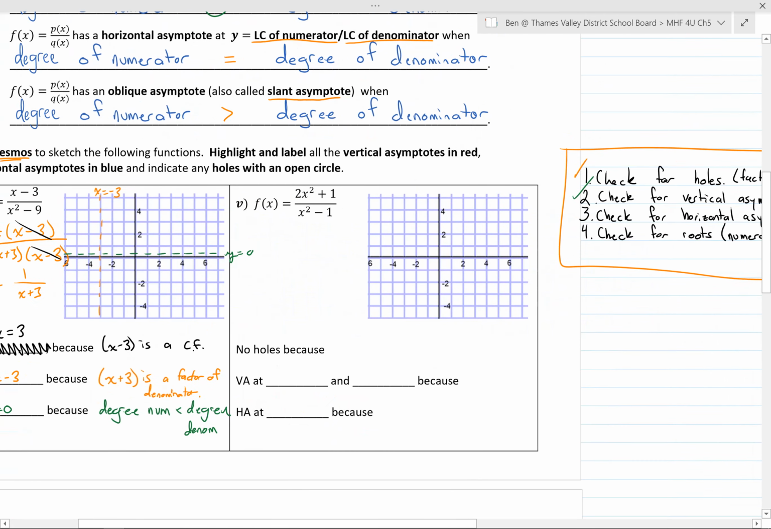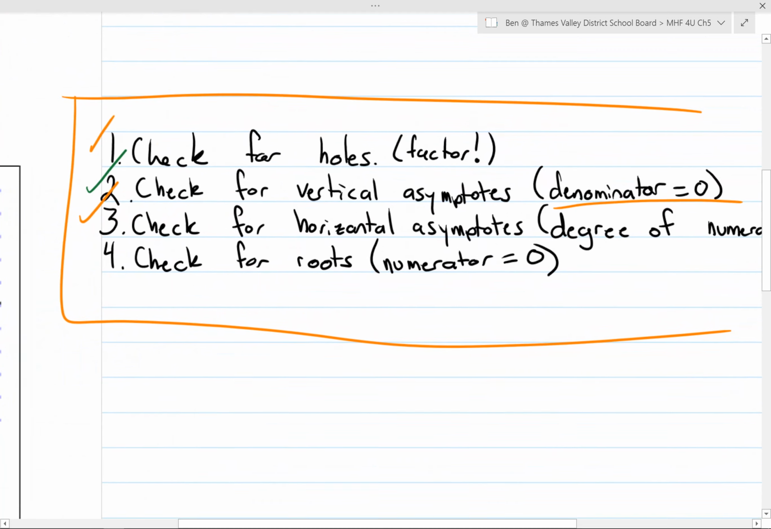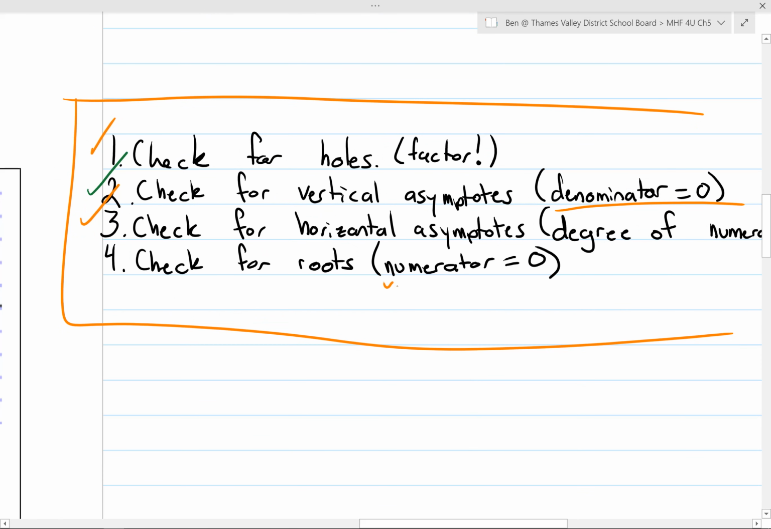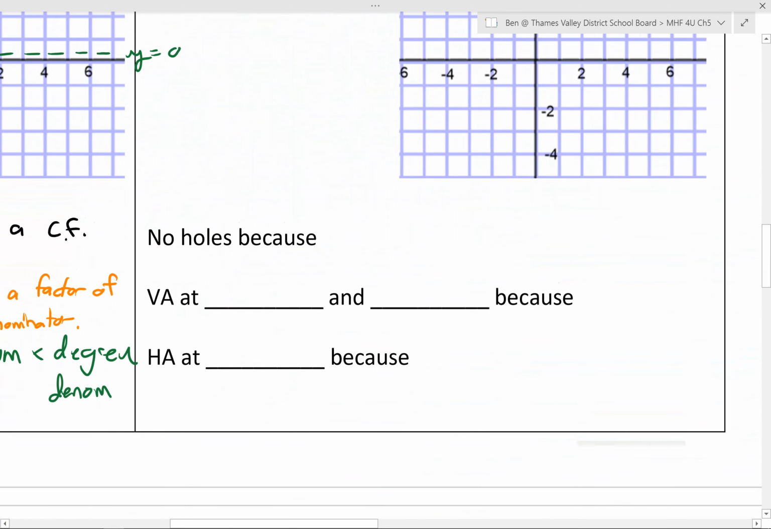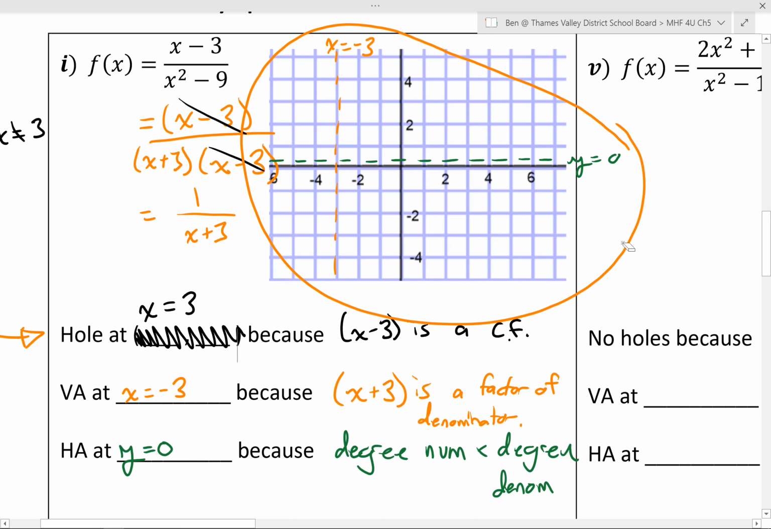And lastly, after we've checked for holes, vertical asymptotes, horizontal asymptotes, we can check for roots. Okay, so a root we know is going to be where our numerator equals 0. In this case, we have no roots because my numerator is simply 1. There are no variables up there, so there are no roots, and you can try it out. Then I want you to go into Desmos, take a look at the general shape of the function, and do your best to sketch that in there.